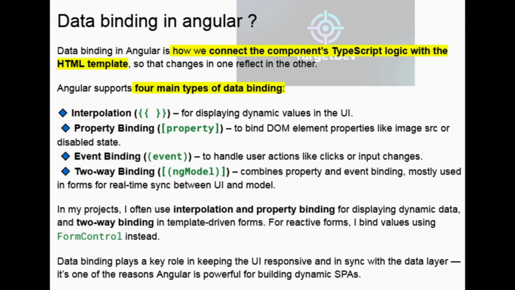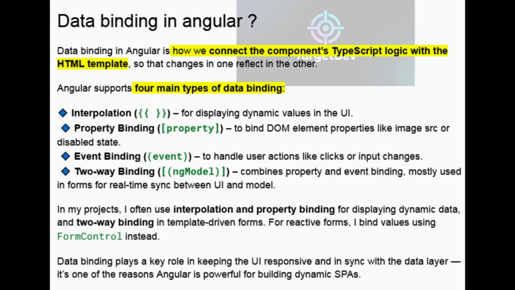Interpolation for displaying dynamic values in the UI. Property binding to bind DOM element properties like image src or disabled state. Event binding to handle user actions like clicks or input changes. Two-way binding combines property and event binding, mostly used in forms for real-time sync between UI and model.